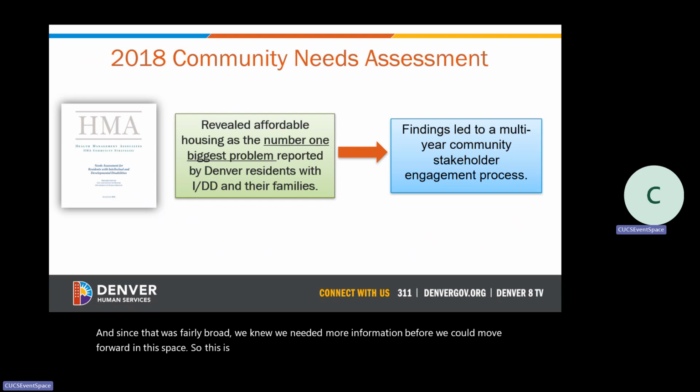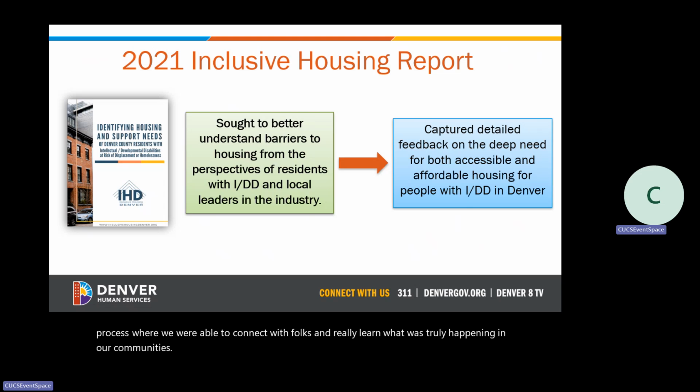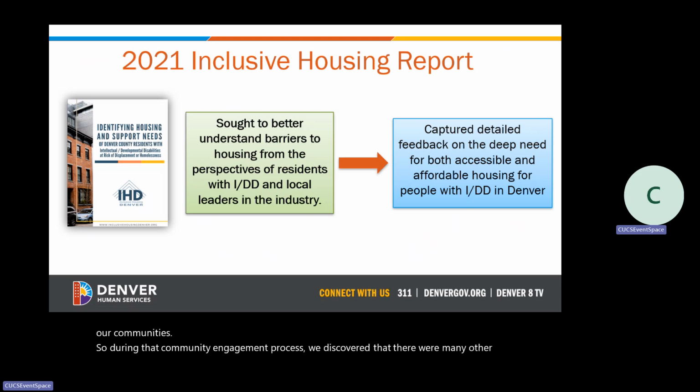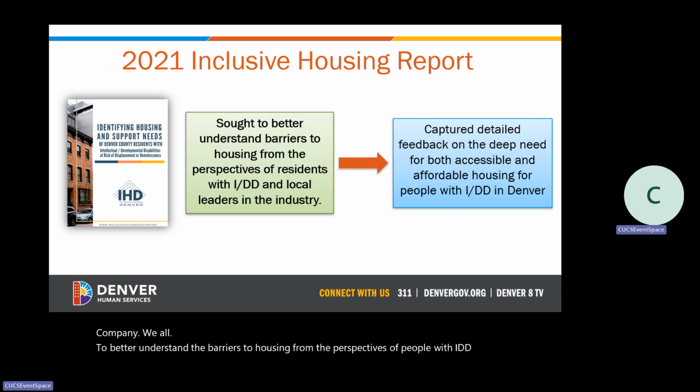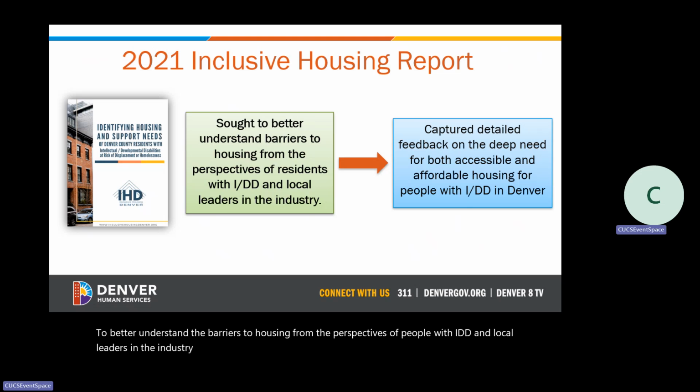So this is what opened us up to a multi-year stakeholder engagement process where we were able to connect with folks and really learn what was truly happening in our communities. During that community engagement process, we discovered that there were many other folks and organizations investigating this housing crisis. So we had IDEAS, as well as folks at Laradon, Colorado Fund for People with Disabilities, ARC Thrift Stores, ARC of Colorado, Cottonwood, Rocky Mountain Human Services, Denver Housing Authority, Easterseals, and Gorman and Company. We all sought to better understand the barriers to housing from the perspectives of people with IDD and local leaders in the industry. Therefore, we co-led a research project that produced what is now called the Inclusive Housing Report.